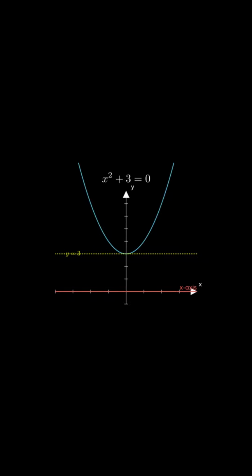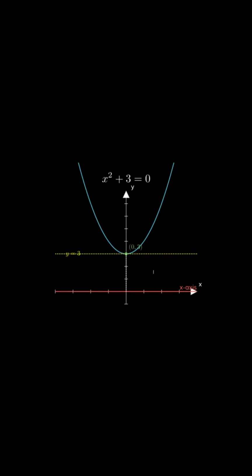This horizontal line at y equals 3 represents the minimum value of our parabola. For a parabola of the form y equals x squared plus k, the vertex occurs at x equals 0. So our minimum point is at the coordinates 0, 3. No matter what value of x we choose, the y value can never be less than 3. This creates a fundamental problem for our equation.